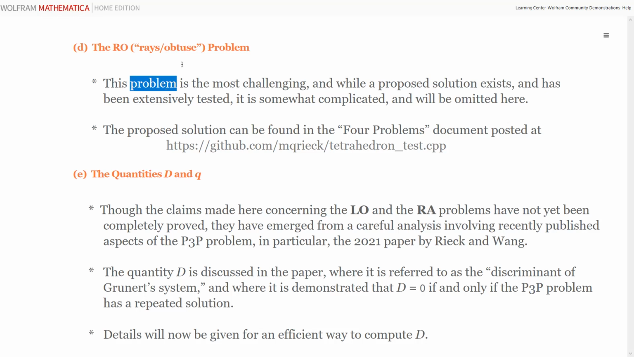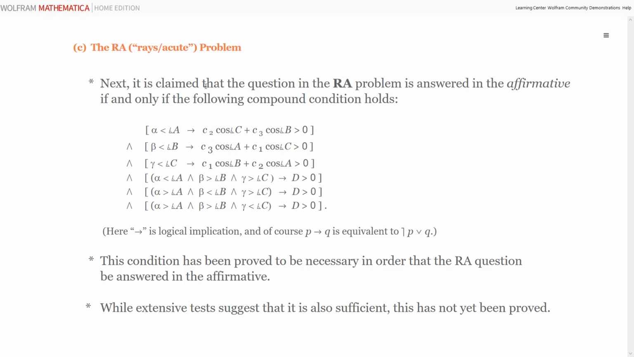It's definitely the most challenging, and the only way I can find to solve it involves taking square roots, and I find that undesirable. Let me make sure it's clear. If I go back to the RA problem, here's my proposed solution. I am not saying that this is the only possible proposed solution, or that every proposed solution would be obviously equivalent to this, okay? That's not true at all.